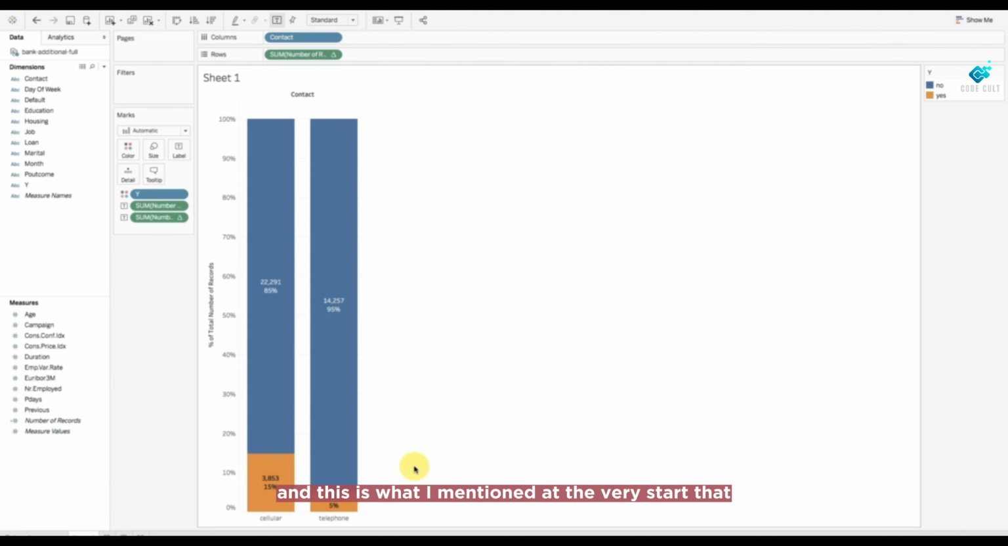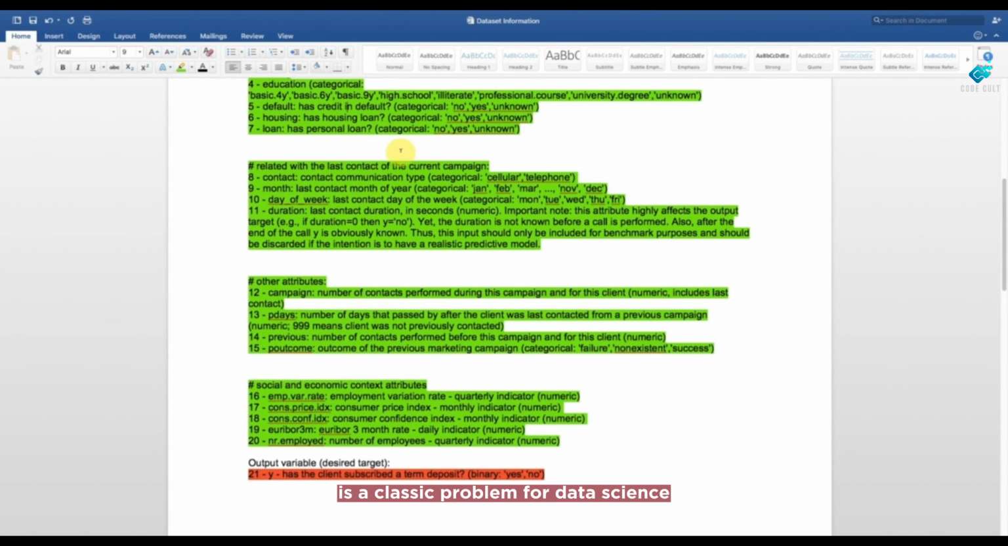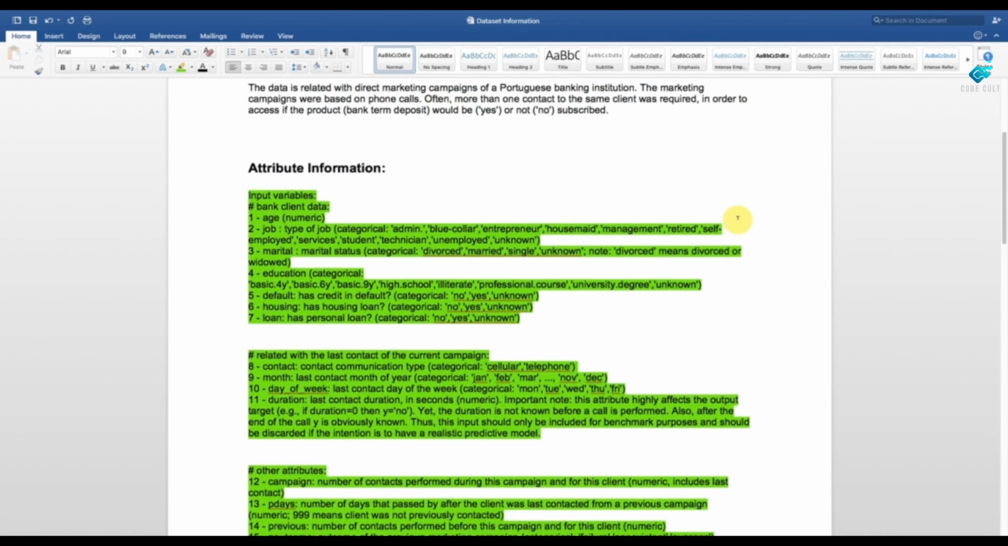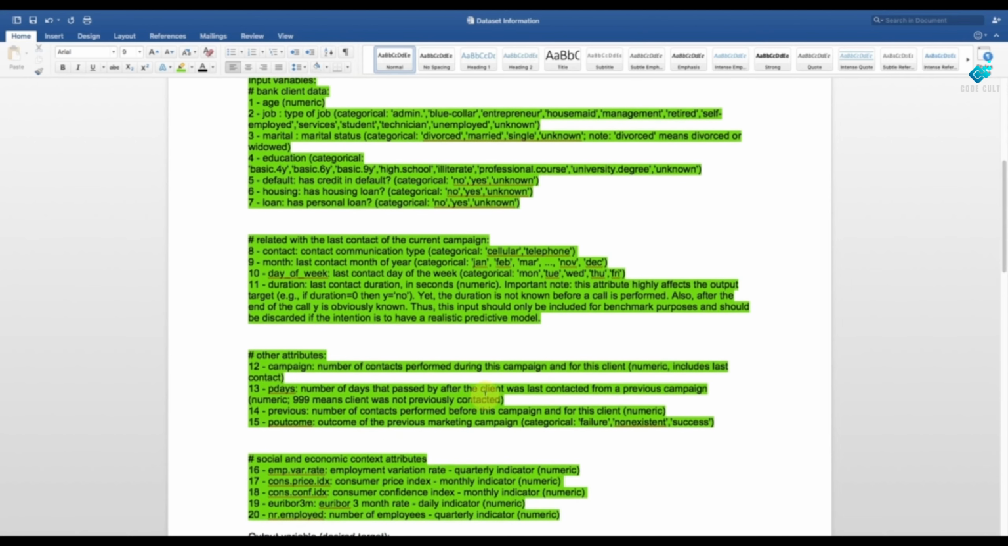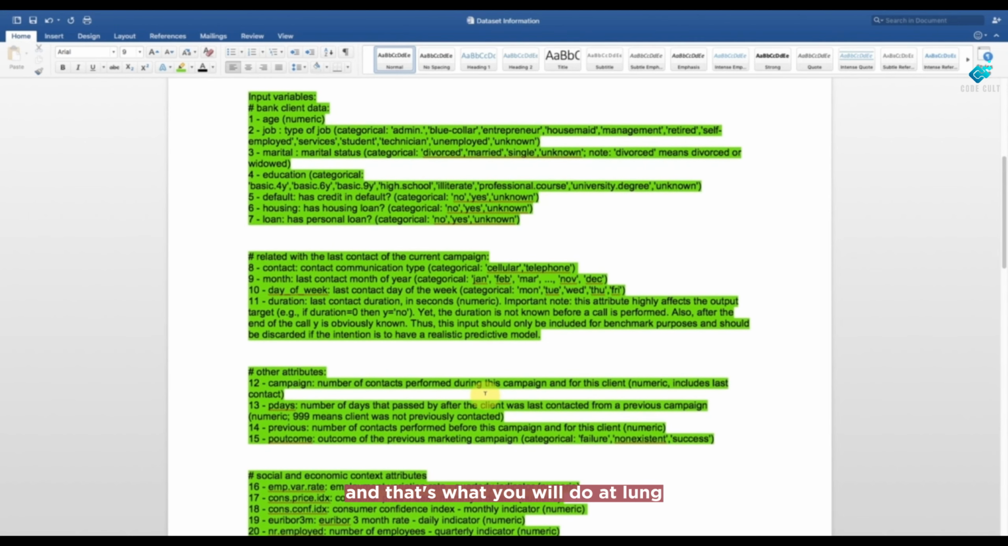And this is what I mentioned at the very start, that the way we're going to approach this problem, as described over here, is a classic problem for data science. And usually the way it's solved is through machine learning, through applying some sort of machine learning algorithm to predict this variable. And that's what you will do in the Python part of the course, in the next part of the course, which is dedicated to introducing you to machine learning.